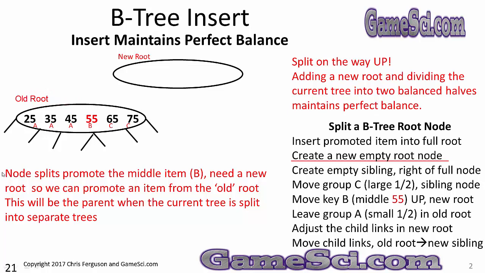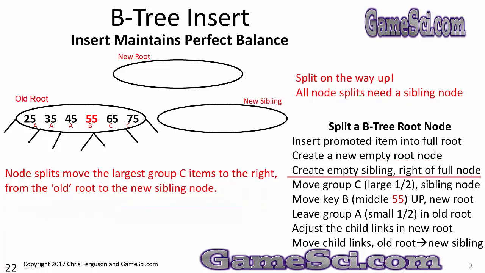Node splits promote the middle item, in this case B, or 55. We need a new root so we can promote an item from the old root. This will be the parent when the current tree is split into separate trees. Splitting on the way up, all node splits need a sibling node. Create an empty sibling to the right of the full node. Here is our new sibling node. It will be the sibling of our old root, which is currently splitting.